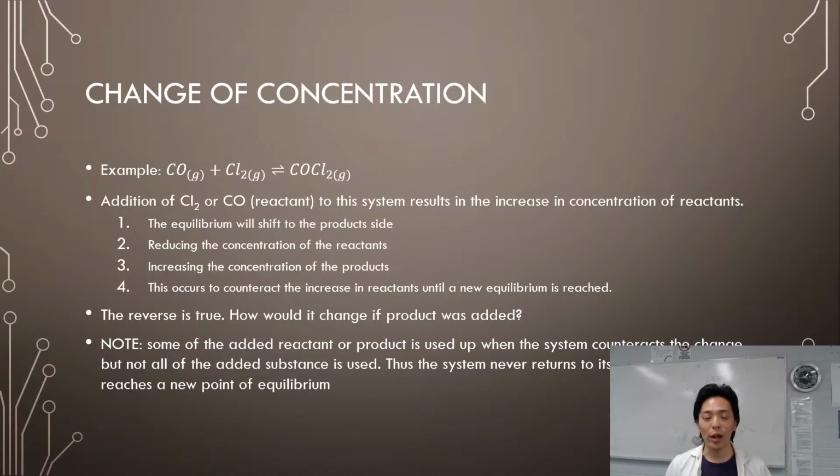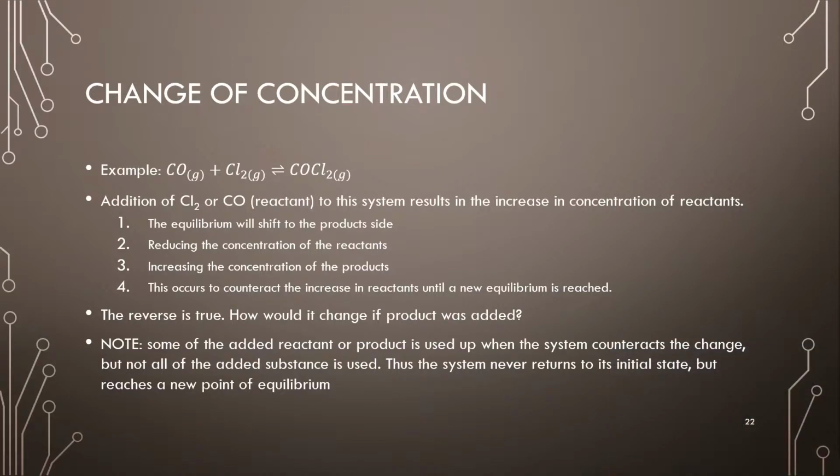But yeah, COCl2 is what you get as a product, and you can see that it can form an equilibrium, a two-way reaction. Now, addition of Cl2 or CO, which are reactants, to the system results in an increase in concentration of reactants. So that's the external change that we are looking at. What's going to happen after that? The equilibrium will shift to the product side. Why? Reducing the concentration of the reactants is what the system wants to do, which increases the concentration of the products eventually, and this occurs to counteract the increase in reactants until a new equilibrium is reached.